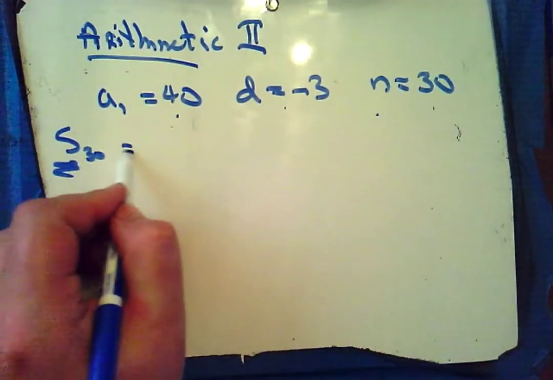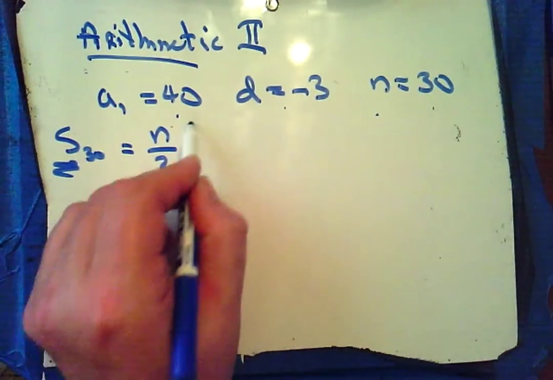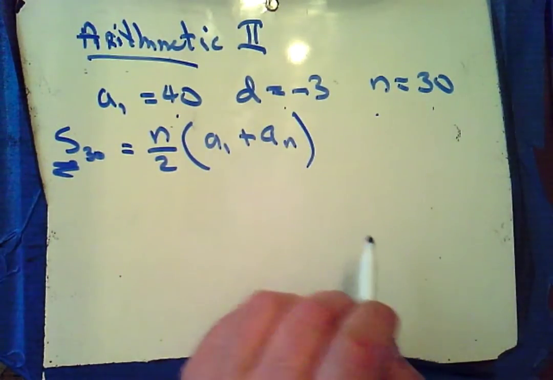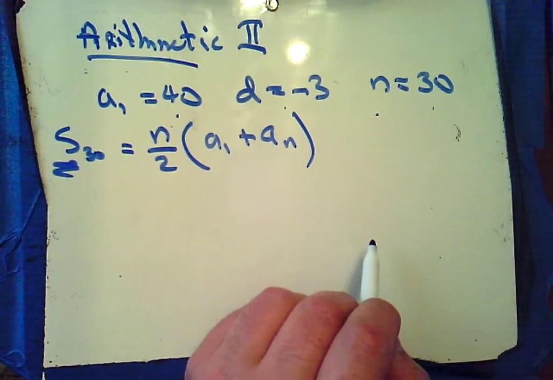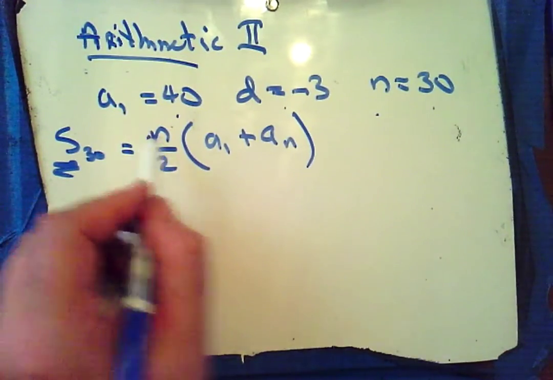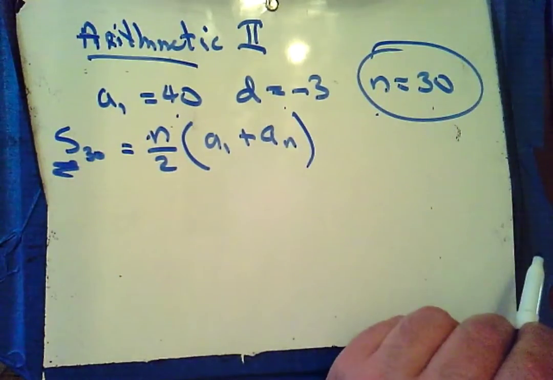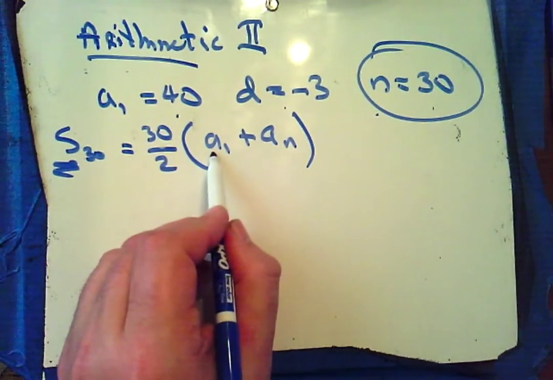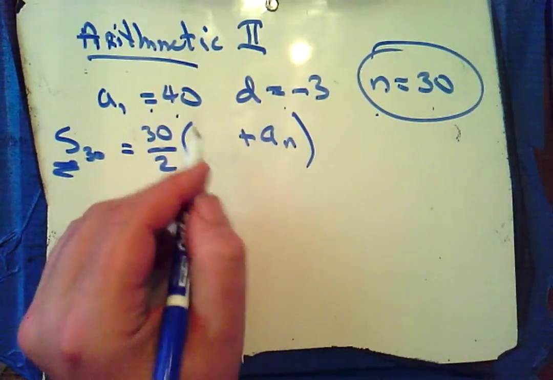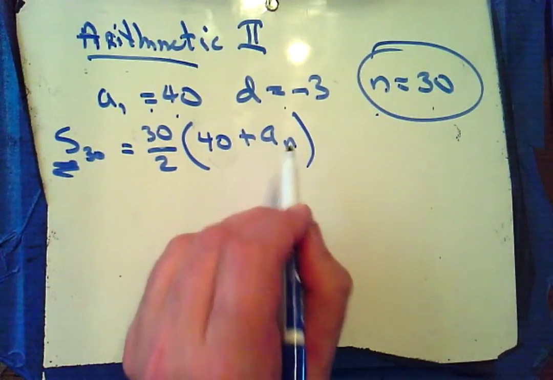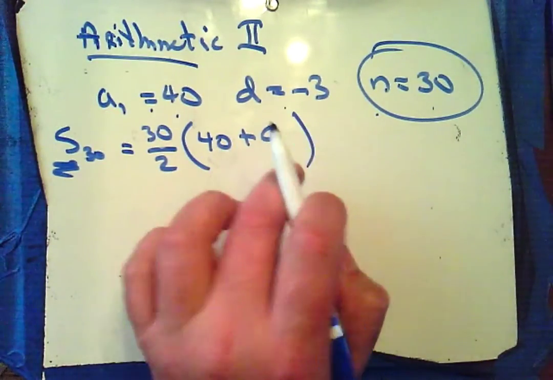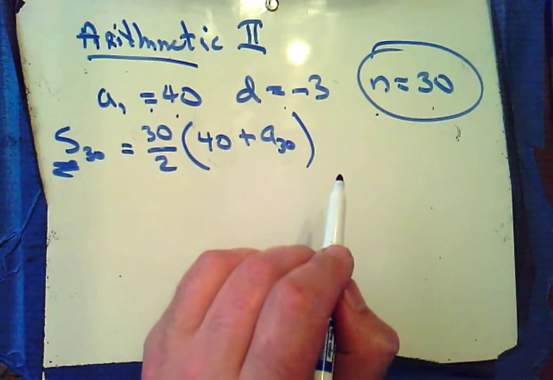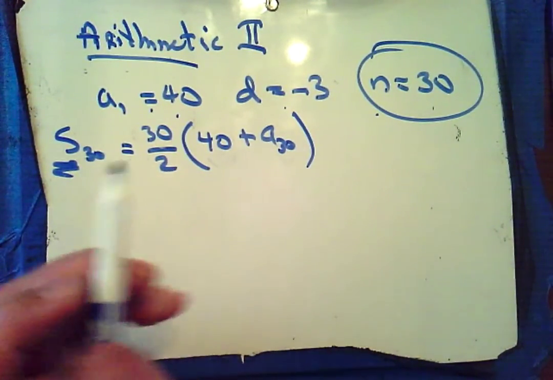So if I want to use this formula, n over 2 times a sub 1 plus a sub n, I need 3 pieces of information. I need to know how many terms there are. Well, we were given that. I need to know a sub 1. Ooh, we were given that. We need to know the value of a sub 30. Okay, so how are we going to find that?